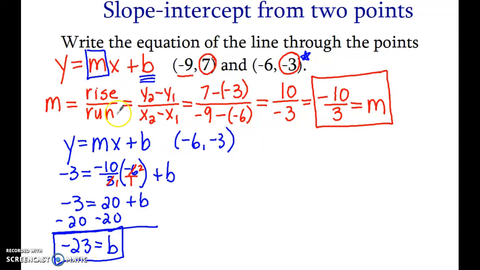Now I'm not done. I actually need to write the equation. So I've solved for m, I've solved for b, and now I need to put them back into the equation, but I still need a y and an x. So here's y equals negative 10 thirds, the slope that I found, leaving it in fraction form, that's the best way in this form of the equation, x, and since b was negative, I'm going to put minus 23.